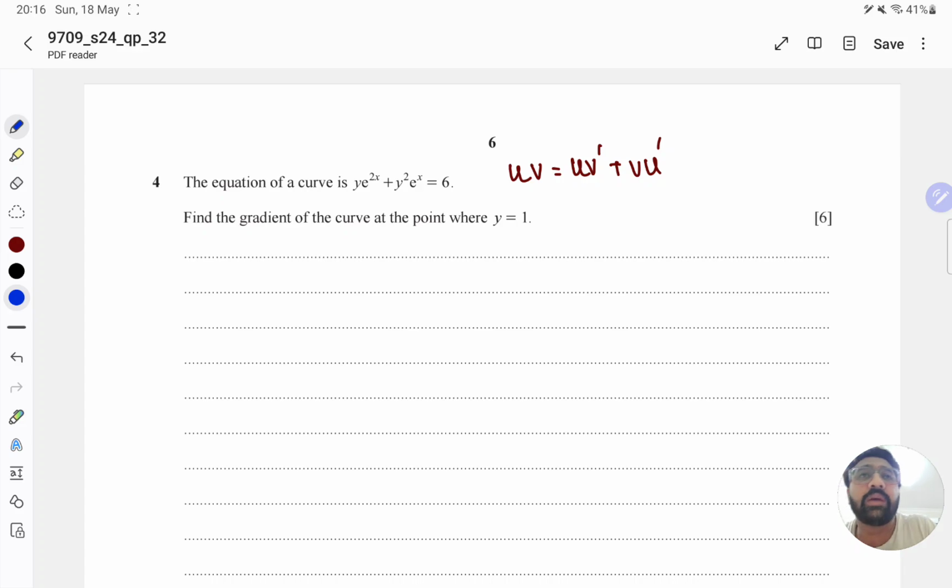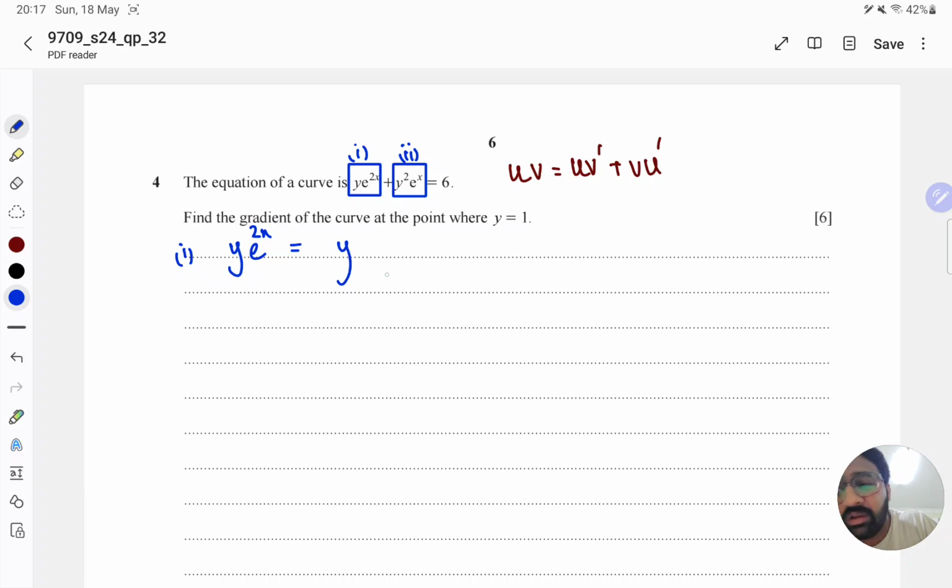Now I'll apply the product rule on this one separately, and I'll apply the product rule on this one separately. Let me mark this as 1 and this as 2 so that there is no confusion later. So for the first one, which is y e raised to the power of 2x, if I apply the product rule, u will come as it is, y.